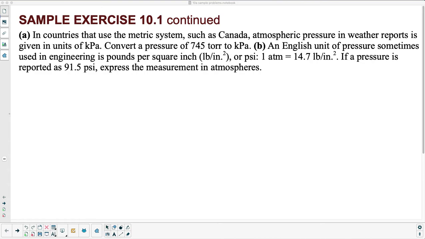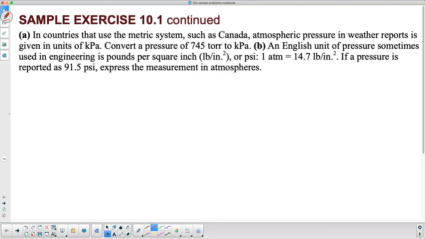All right, class, this is the 10A sample exercises, so let's take a look at this. For the first one, first of all, you should know that this is at the top of page 403 in the white chemistry book. It says, in the countries that use the metric system, such as Canada, atmospheric pressure and weather reports is given in units of kPa, that's kilopascals. Convert a pressure of 745 torr to kPa.